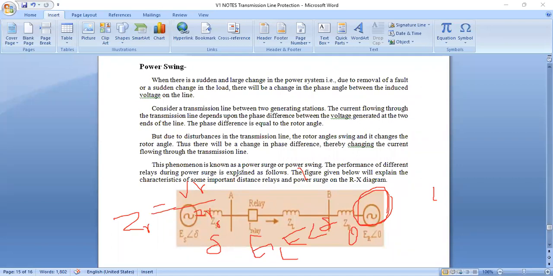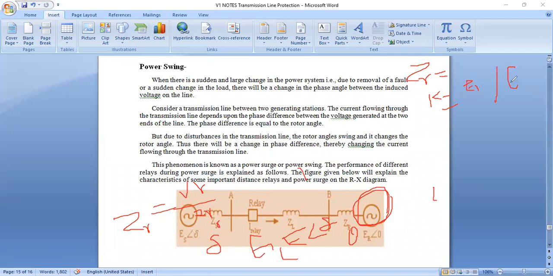So ZR is the impedance of the relay, and VR and IR are the voltage applied to the relay coil and the current through the current coil. So it can be derived that ZR is nothing but the impedance seen by the relay during the power swing. So you will get K is equals to E1 upon E2.